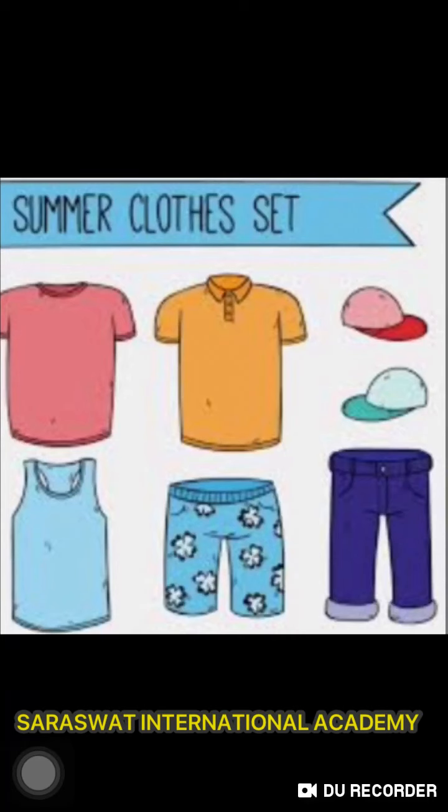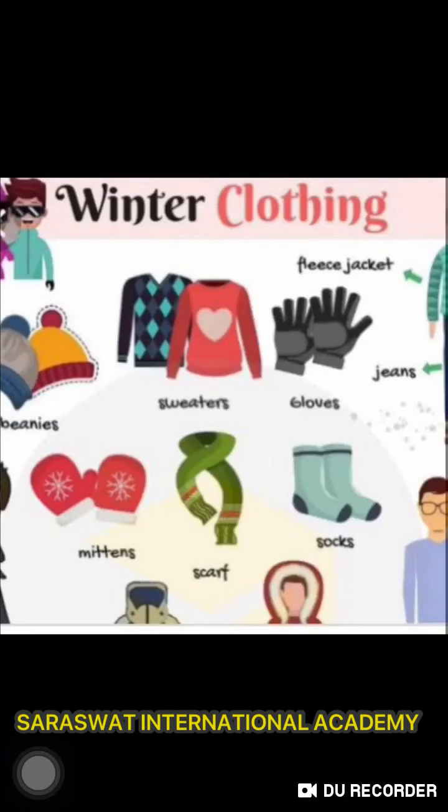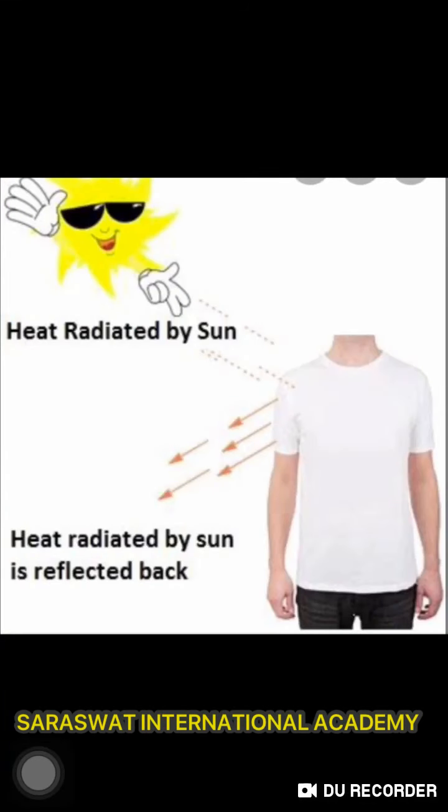Kinds of clothes we wear in summer and winter. You know that in summer we prefer light colored clothes and in winter we usually wear dark colored clothes. Why is it so? Let us find out. Dark surfaces absorb more heat, whereas light colored clothes reflect most of the heat that falls on them, and therefore we feel more comfortable wearing them in summer.